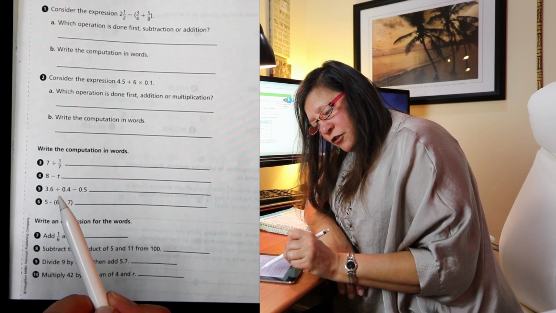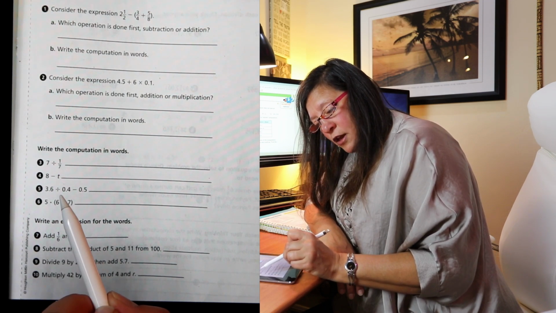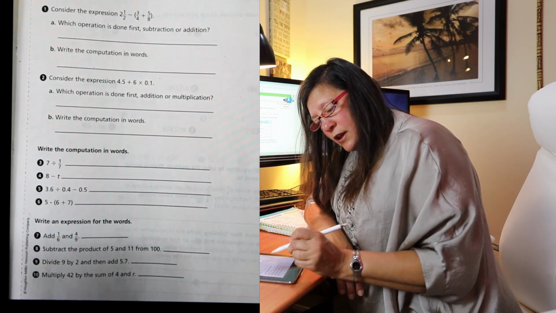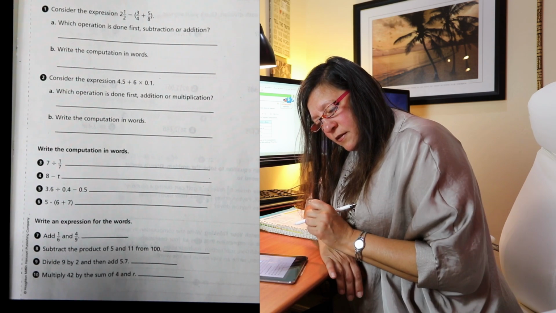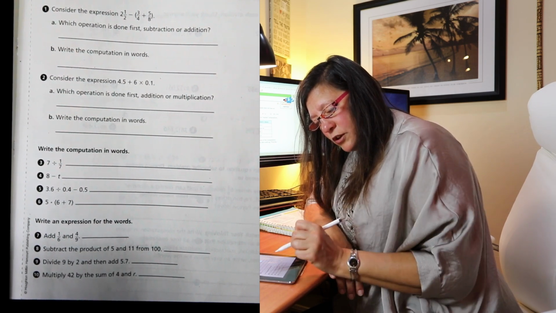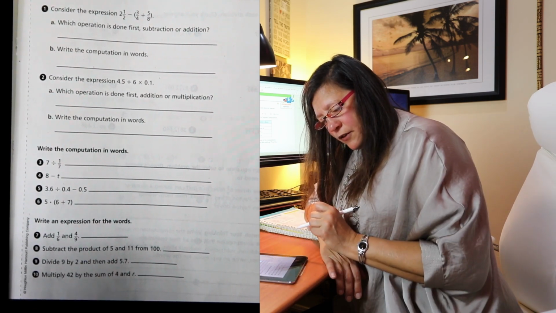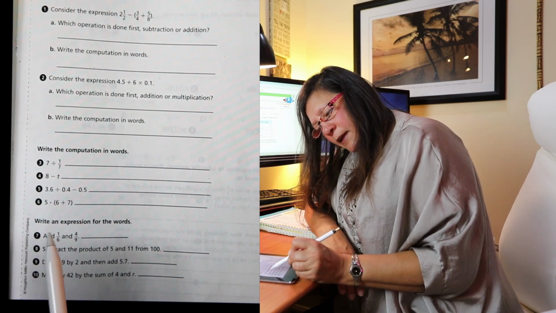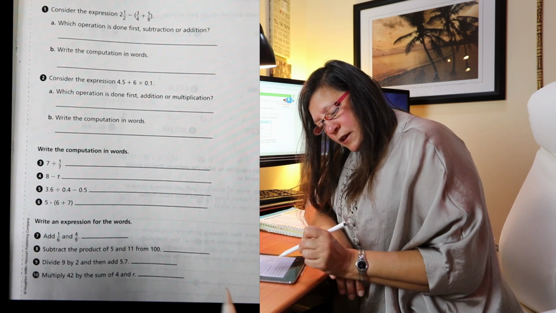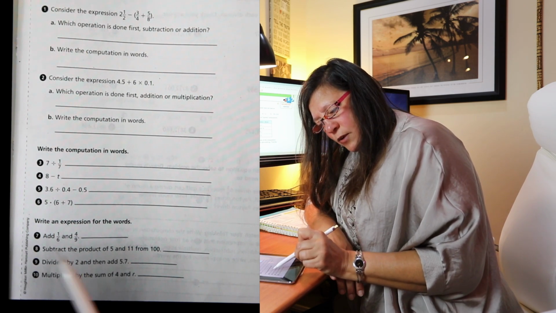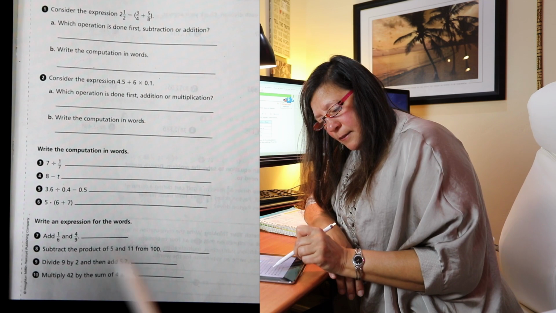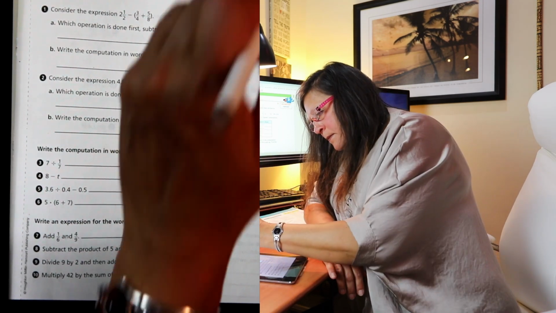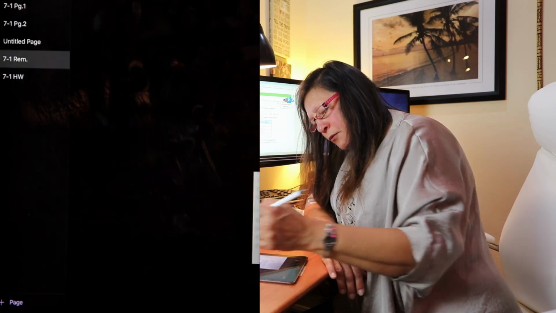Number 5, you have 2 operations. You've got to look at which operation comes first and start with that operation word. And number 6, same thing. Which operation would come first based on the order of operations? Start with your operation word. Okay, write an expression for the words. Read what you have for words and then think about what that looks like as an expression. All right, let's go to 7-1 remembering.